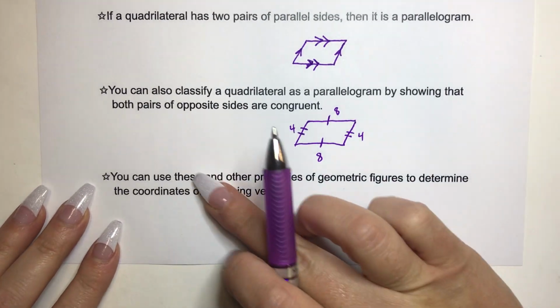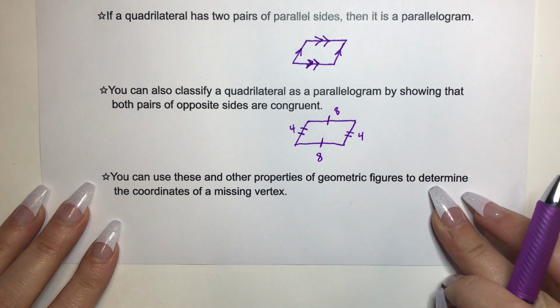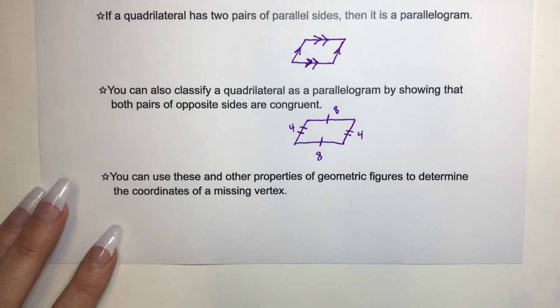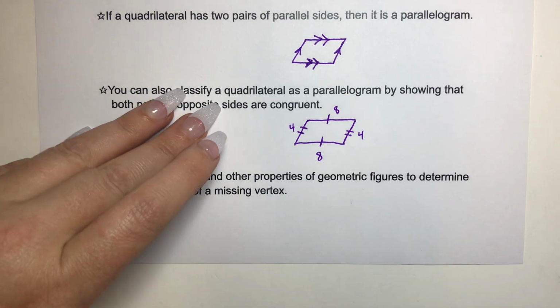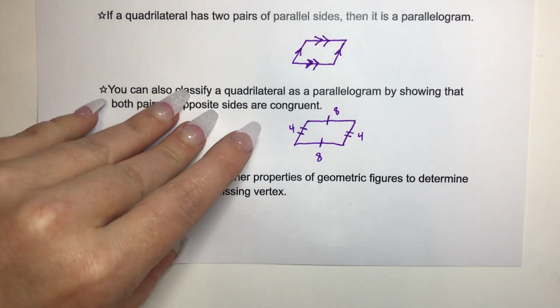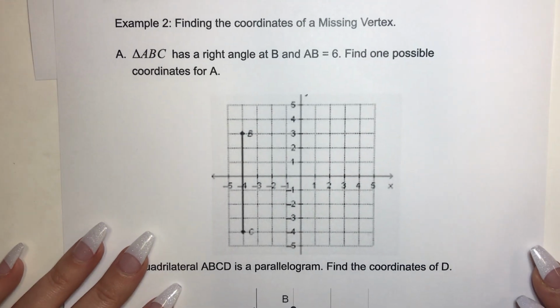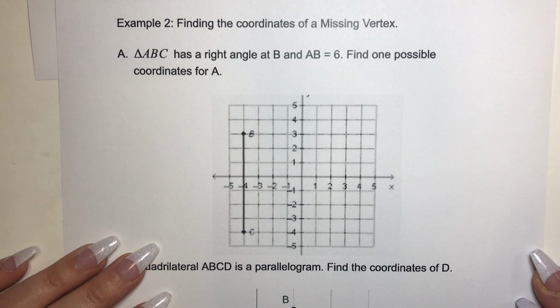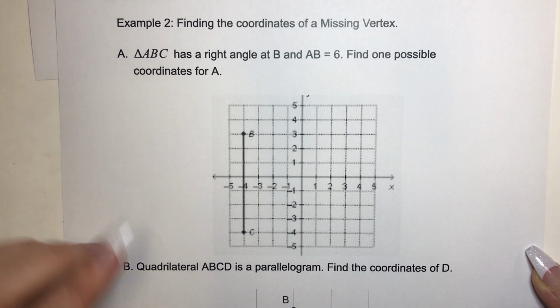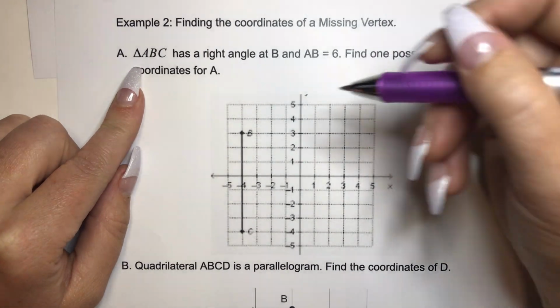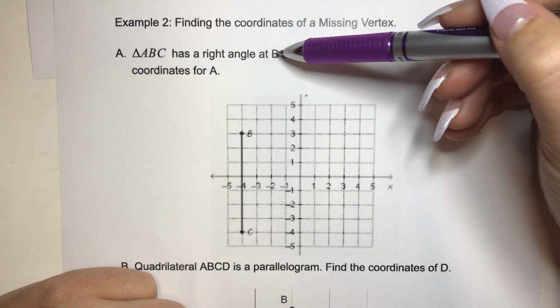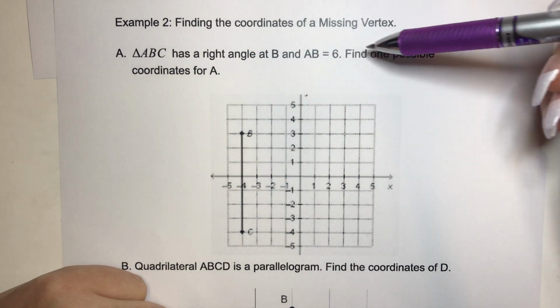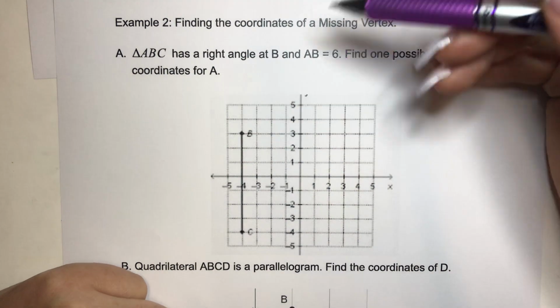You can use these and other properties of geometric figures to determine the coordinates of a missing vertex. So that's going to lead us to example 2, talking about missing vertices. Example 2 says find the coordinates of a missing vertex. So we have triangle ABC, okay, has a right angle at B, and AB is equal to 6. Find one possible coordinates for A.